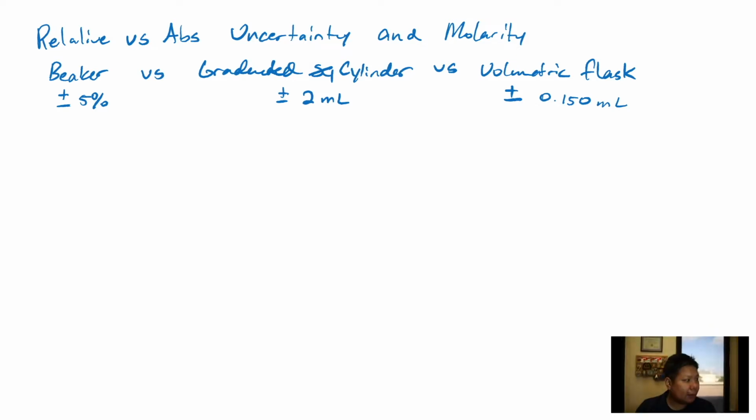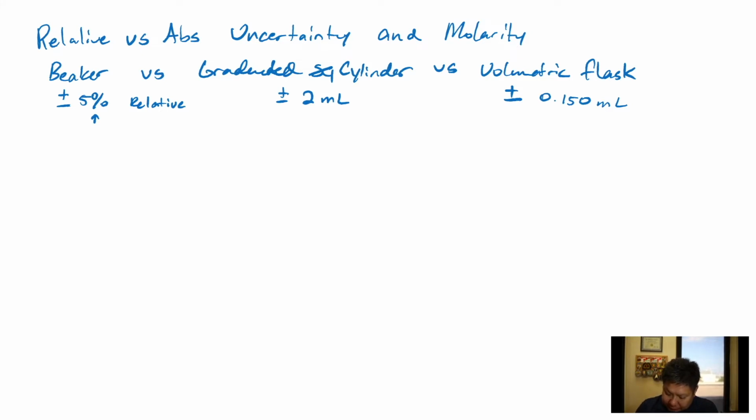The thing to be clear about is that whenever you see a percentage like this, that's known as a relative uncertainty. We don't like to use relative uncertainties that much, and the reason is that the smaller the volume, the worse the uncertainty, because as your volume gets smaller, that percentage becomes a bigger and bigger part of the volume. So just be aware of that.